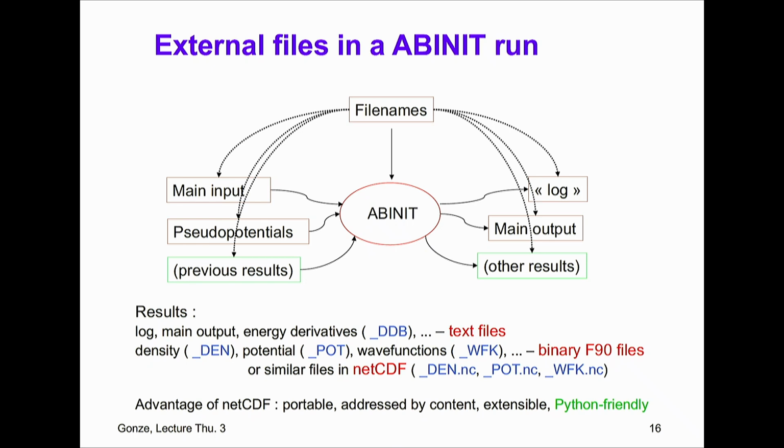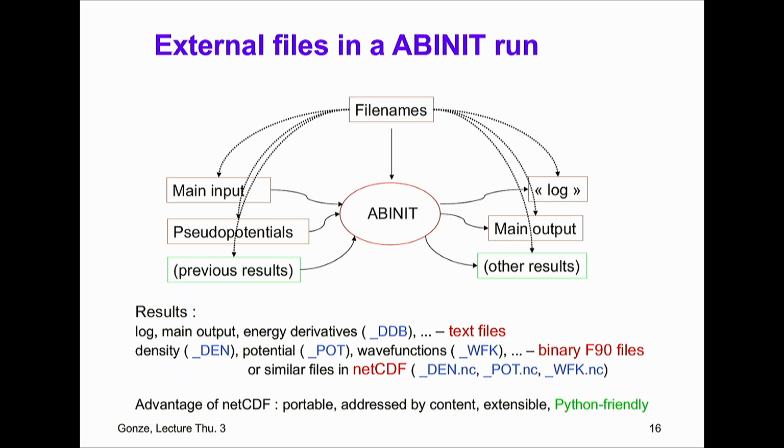So, taking ABINIT as this item, ABINIT must first receive the names of the files that it has to work with. And in this file names file, it will find the name of the main input, the name of the pseudopotentials, perhaps the name of previous results that might help to restart. And it will produce a log file, you know, very cumbersome, so not very interesting in general, except if you have errors. The main output, which is more human-friendly, and then other results.